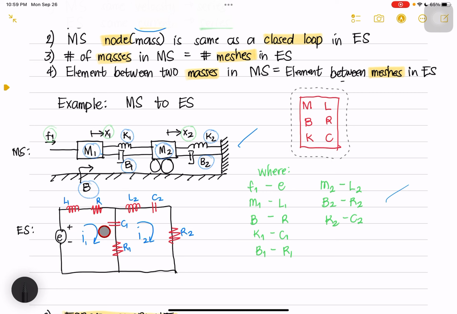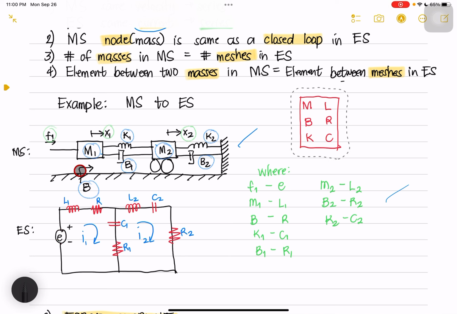So, this is the principle of the electrical system. One loop has the same current and different voltages in each element. We call that voltage drops. The elements between two masses are equal to the elements between meshes. For example, here we have F1. In force-voltage conversion, the force is our input, whereas in the electrical system, the input would be E, voltage. So, force-voltage.